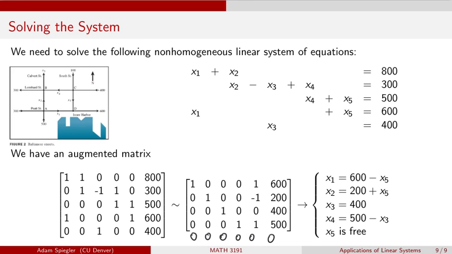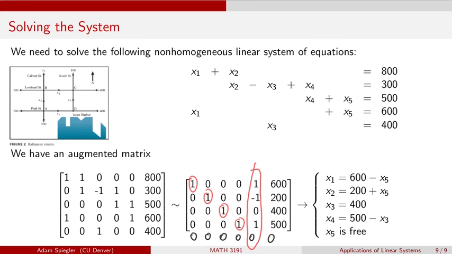So we can see, for example, that we have x5 is free because this column does not have any pivot in it. The other columns all have a pivot. So the variables x1, x2, x3, and x4 are all basic variables, but x5 is free. So what does this mean in practical terms?